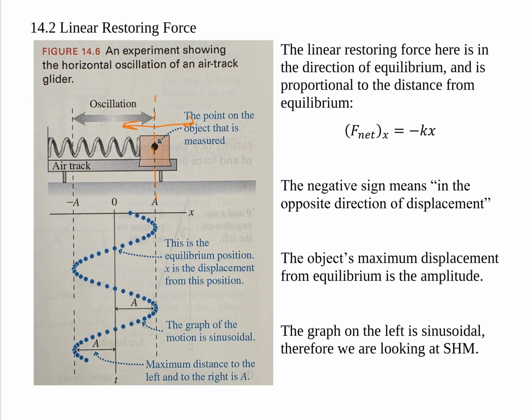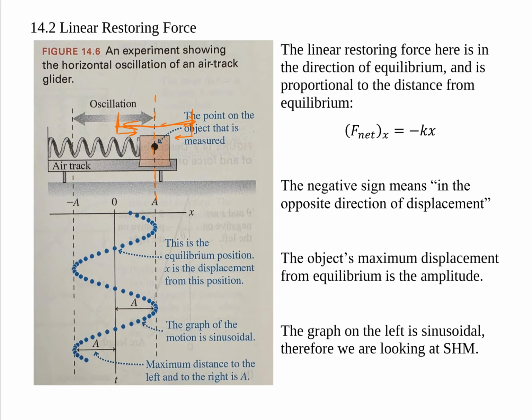However, if we pull the object this way, now it's sitting over here, then there's going to be a restoring force in the direction of equilibrium. It wants to go back there, okay? If we were to push the box in over to here, now it's sitting here, there's going to be a restoring force directed that way. It wants to go back to equilibrium, okay?